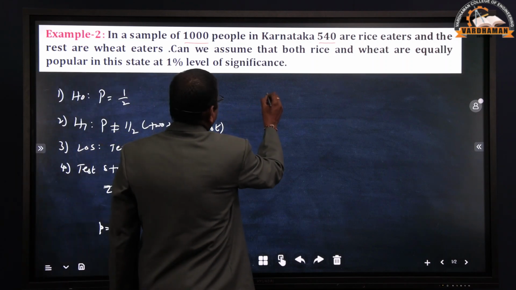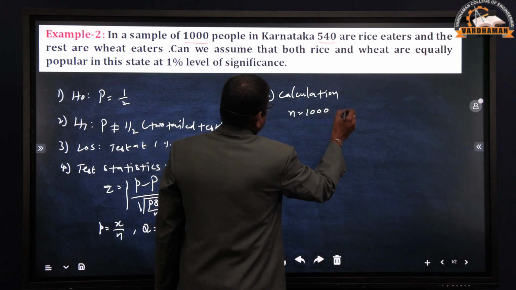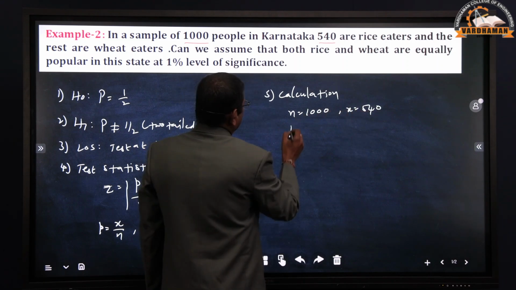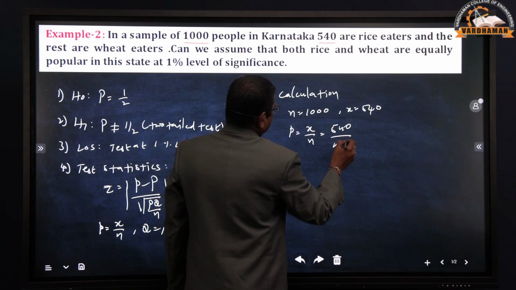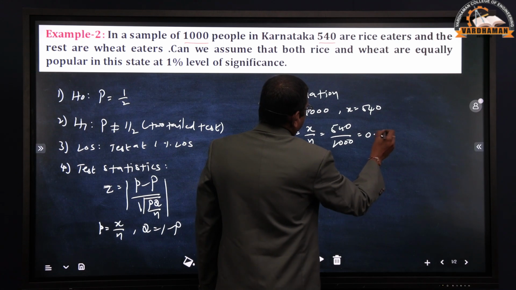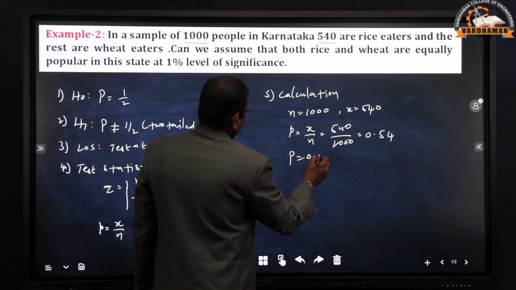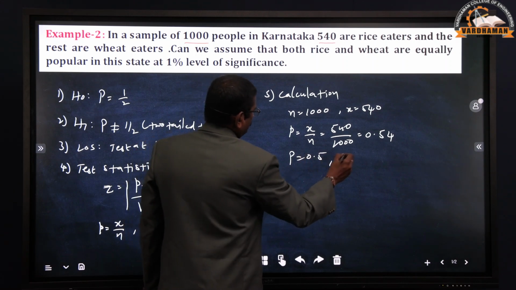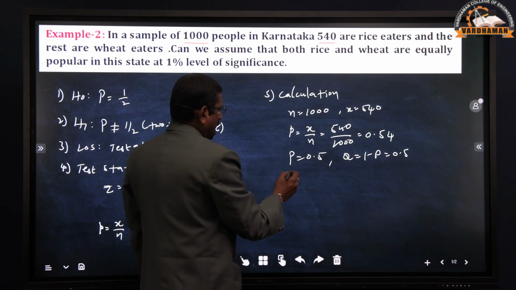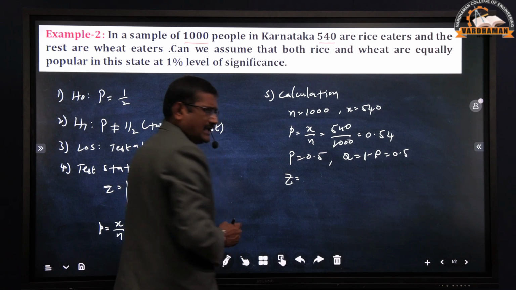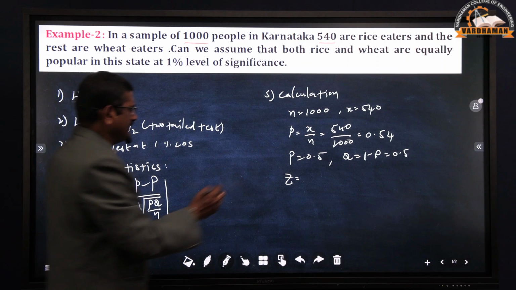Calculation. Fifth working rule is calculation. Here n is equal to 1000 and x is equal to 540. So small p is equal to x by n, so 540 divided by 1000, which is equal to 0.54. Next, capital P we already mentioned, that is 0.5, and capital Q is equal to 1 minus capital P, which is equal to 0.5 only. So Z is equal to, as per the formula, small p minus capital P divided by root of PQ by n. We'll substitute in that formula.